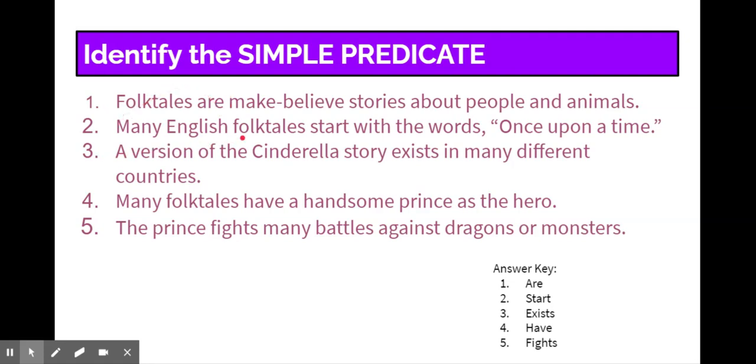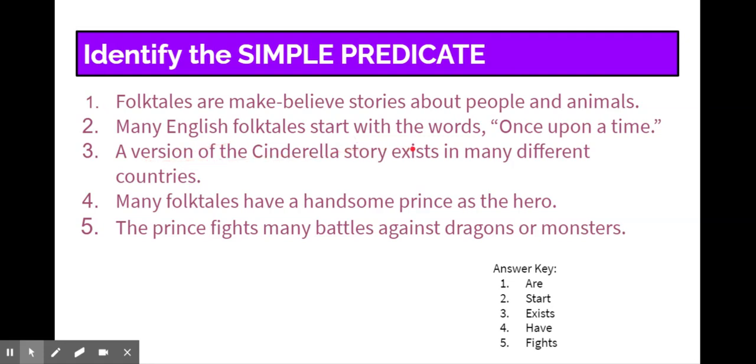Number 2, many English folk tales start with the words, once upon a time. What do folk tales do? They start. That's how I try to find the simple predicate in things. I ask, what is the subject doing? What is the subject feeling? And that helps me find the word.